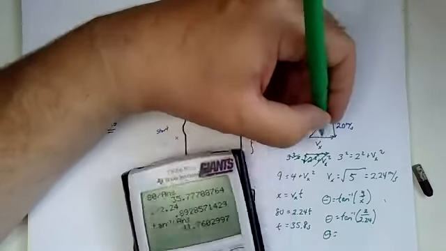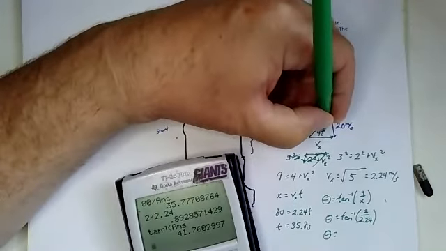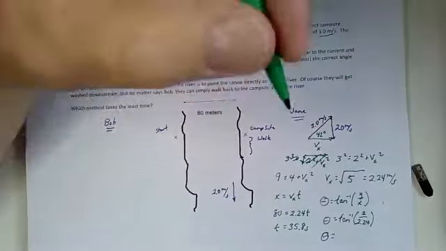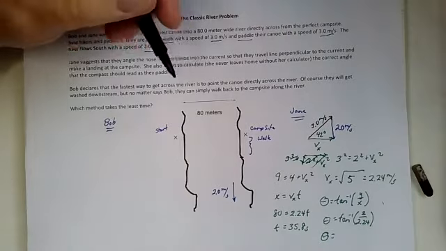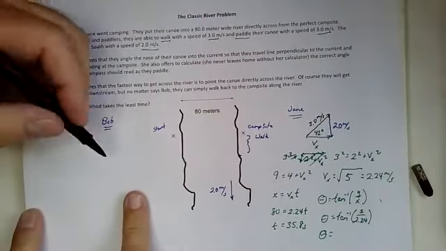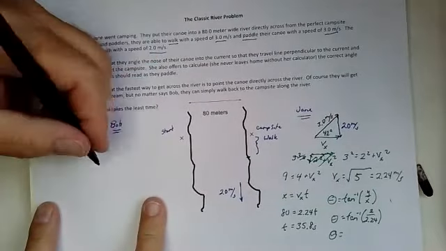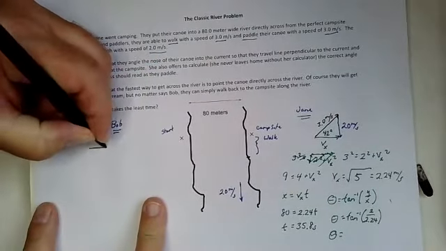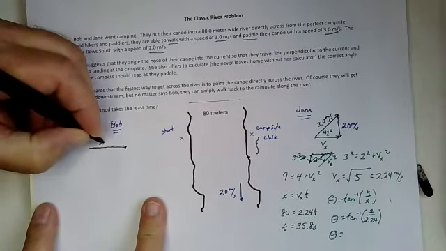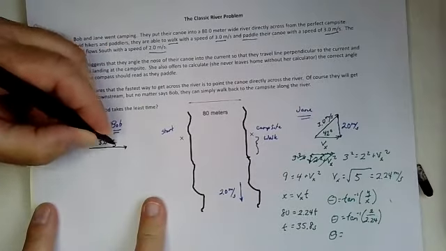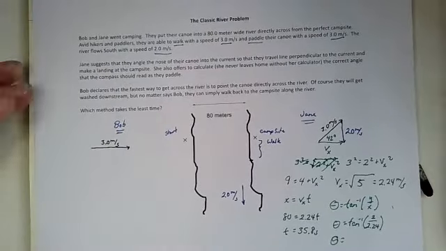Okay, so 42 degrees. Now let's come over and take a look at Bob's method. So Bob says, well, we're gonna take our velocity vector and we're just gonna, boom, pound it right across the river, because that's the fastest way to get across. And he's actually correct about that.